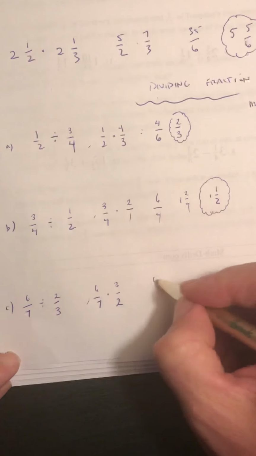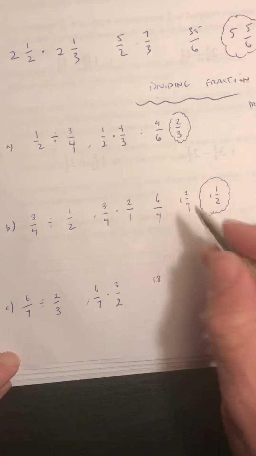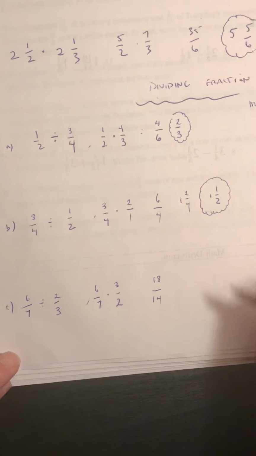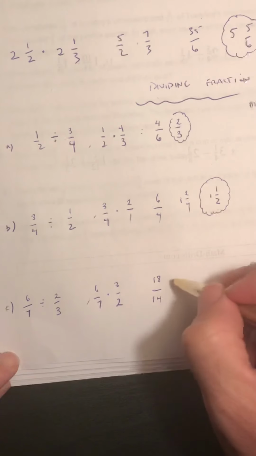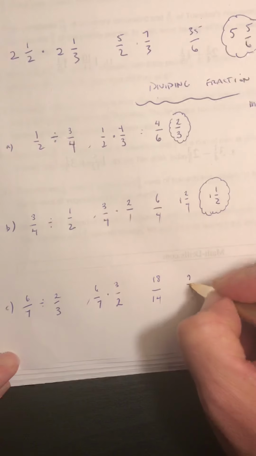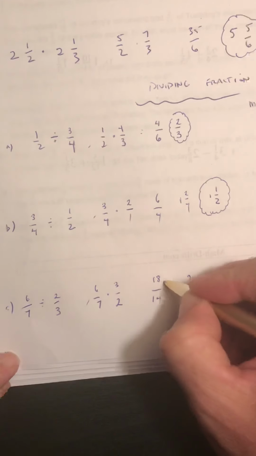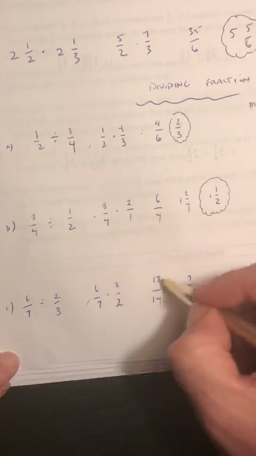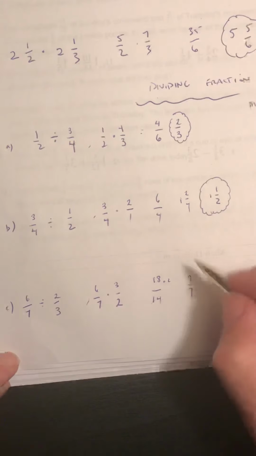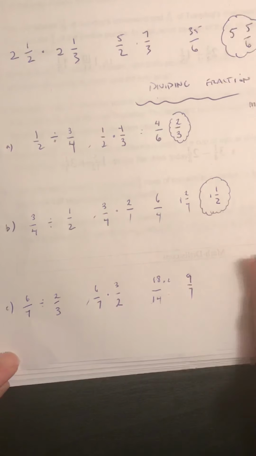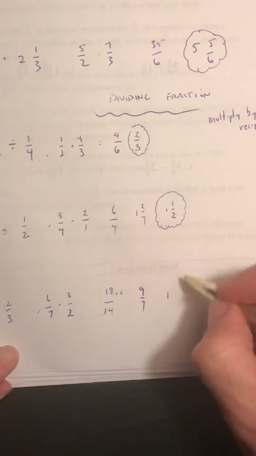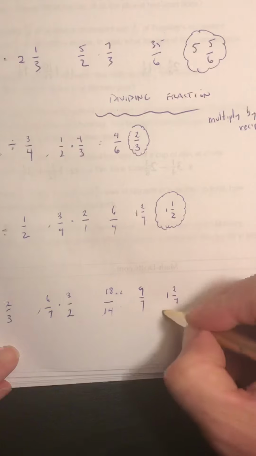6 times 3, 18. 7 times 2 is 14. Okay, we can divide by 2. It's an improper fraction. You know what, I'm just going to reduce it now, so we can go 9/7. Remember, that's dividing by 2 on both. Now we've got 9/7. That's an improper fraction, so we need to put it into a mixed number in order to complete this question. So 7 is going to go into 9 once with 2/7 remaining.